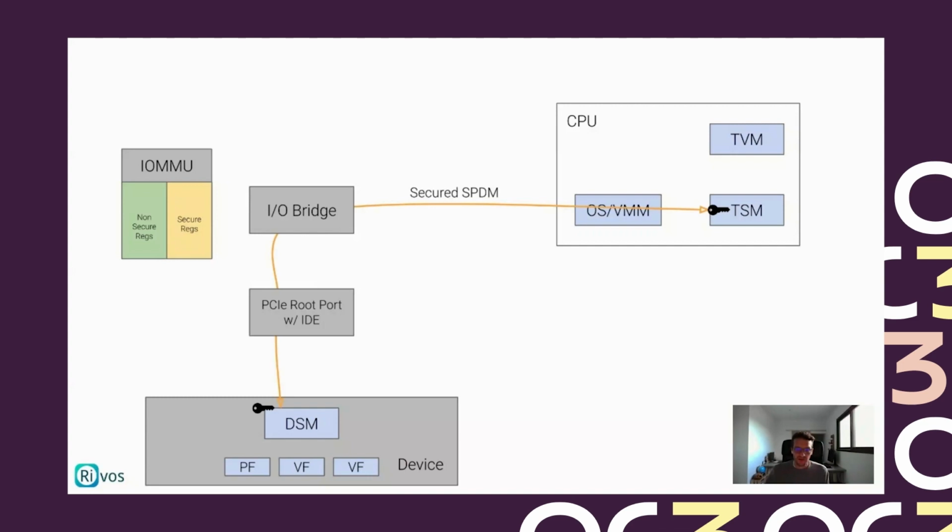The first thing you want to do is, from the TSM, which is a trusted software component running on the CPU, establish a secure SPDM session between the TSM and the DSM, which is the security manager running on the device. At the end of this SPDM session establishment, both the TSM and the DSM have exchanged keys, and now they have an encrypted secure session going through the untrusted VMM. They typically use the VMM as a proxy for carrying those messages on the SPDM link.